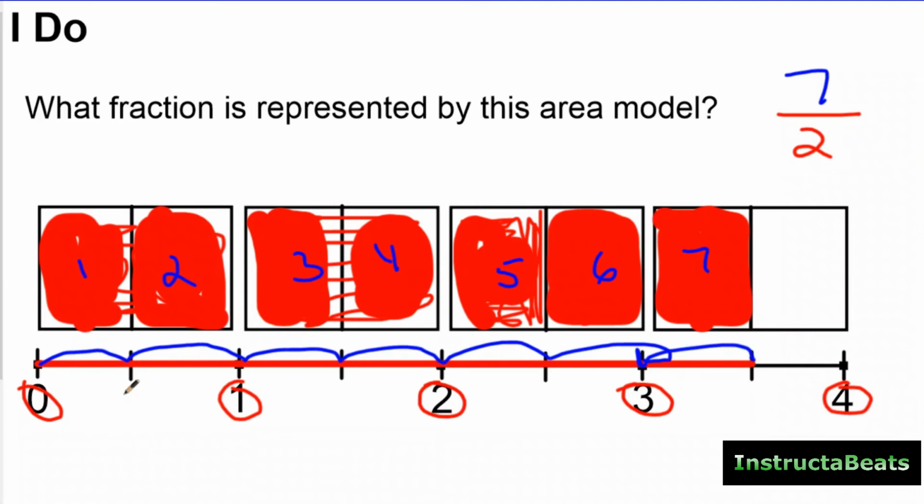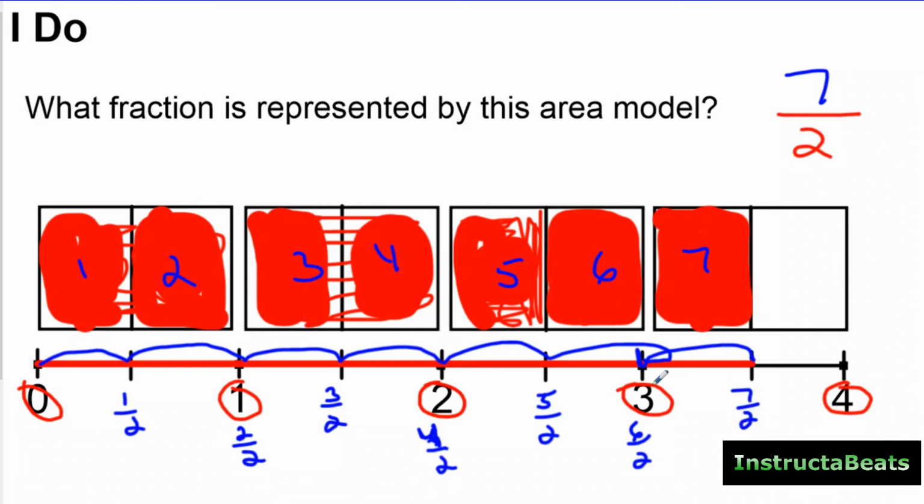So if I labeled this, this would be 1 half, this would be 1 whole or 2 halves, this would be 3 halves, this would be 2 wholes or 4 halves. Here would be 5 halves, here would be 3 wholes or 6 halves, and then this one would be 7 halves or 7 over 2.